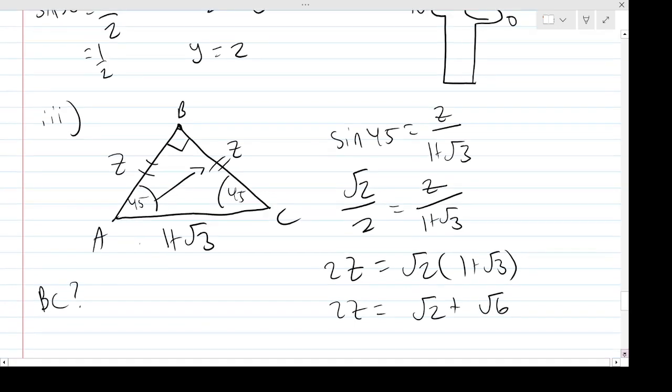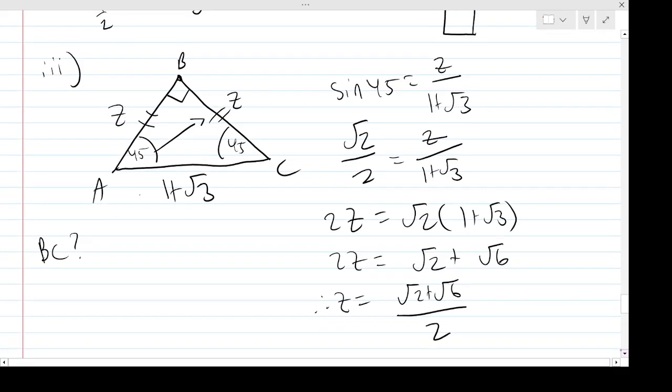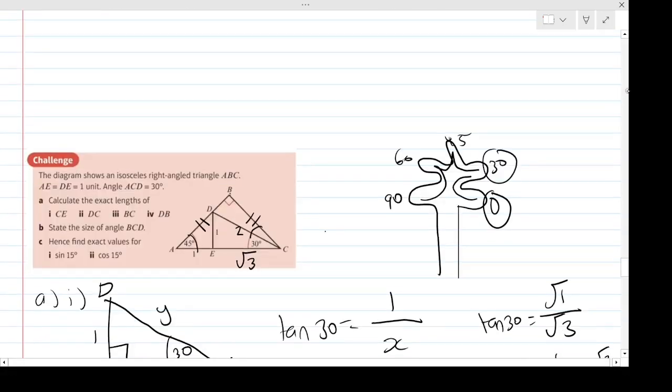So therefore then we can say that Z is going to be a half of all this, or root 2 plus root 6 all over 2. Okay, and that's our side then. BC is equal to root 2 plus root 6 over 2, which is also Z. Right, okay, then this fourth part is DB. So that's going to be this side there.